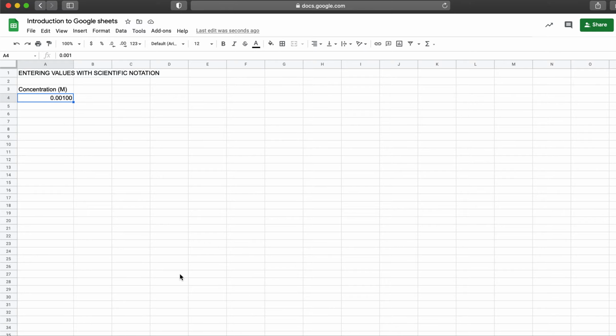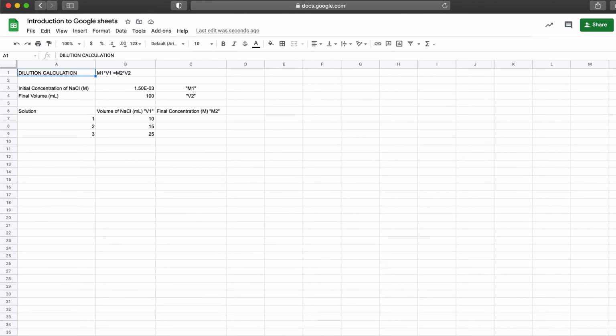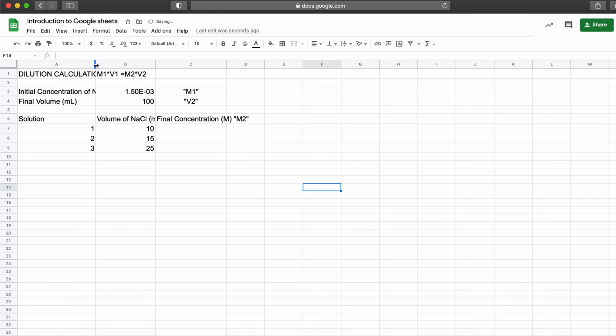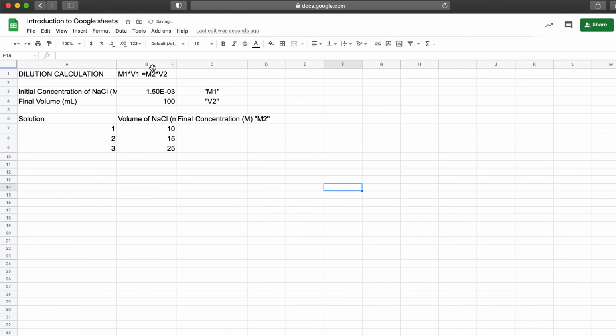So we'll also go through some common calculations that you might do using Google Sheets and how to enter those. So an example shown here, and I'm going to just make the font larger. An example shown here is for a dilution calculation.